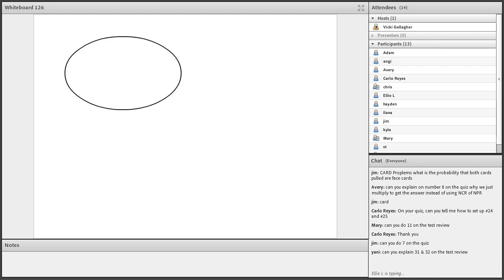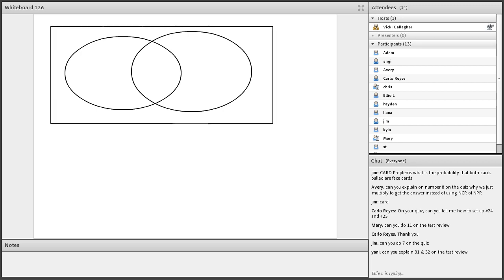Circle, circle, square. All right, score. That was great. Oh, text size needs to go down a lot.